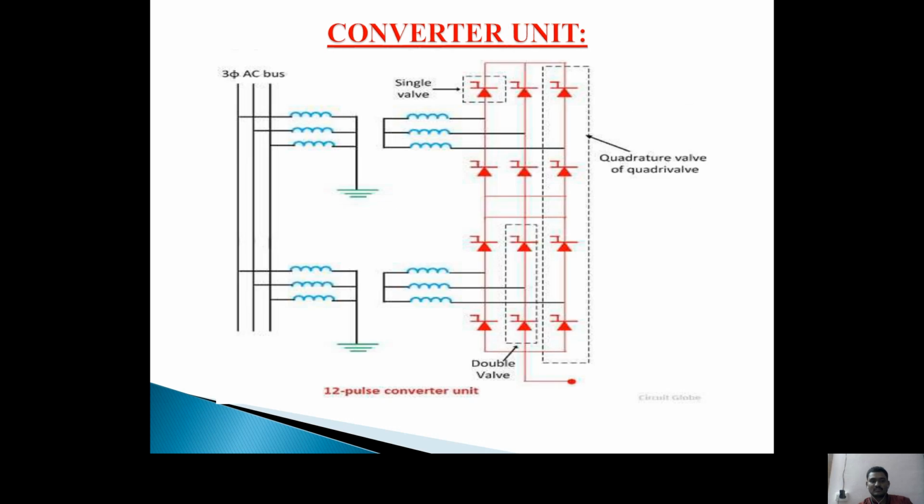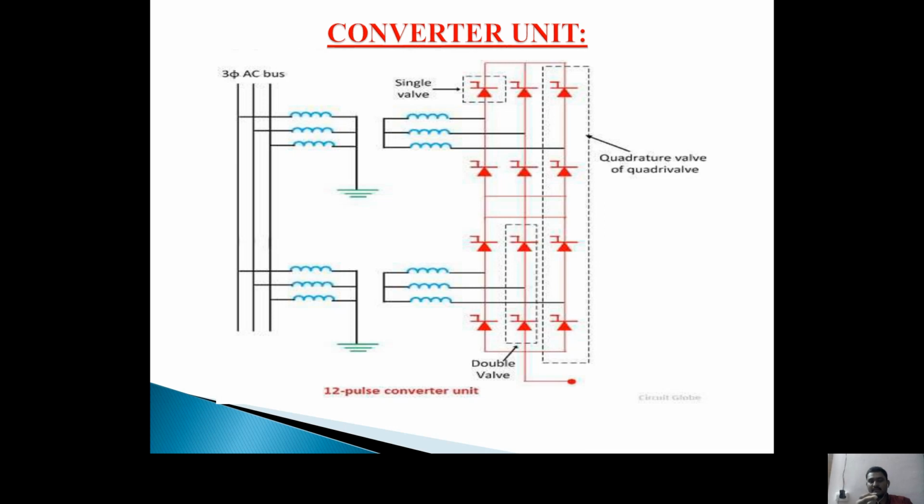So this is a 12 pulse converter unit. Here we are taking two 6 pulse converters by using two separate transformers. I am taking a three phase AC bus for the supply, and this supply is given to the transformers. Here we are using two transformers. The first transformer consists of one 6 pulse converter and the second transformer consists of another 6 pulse converter.